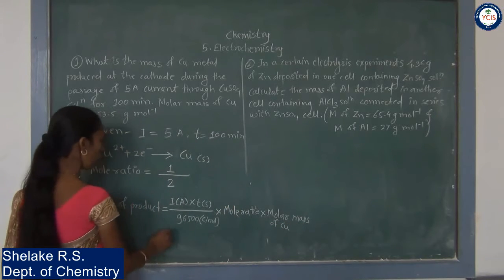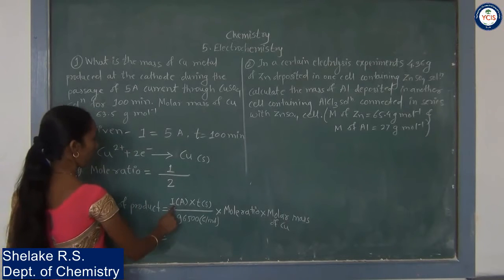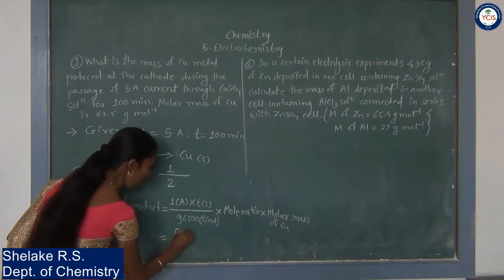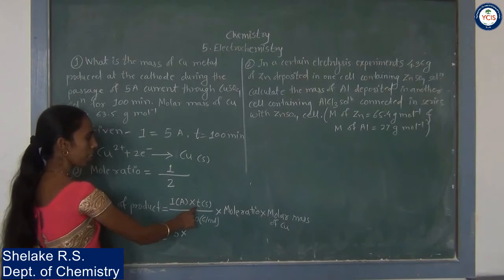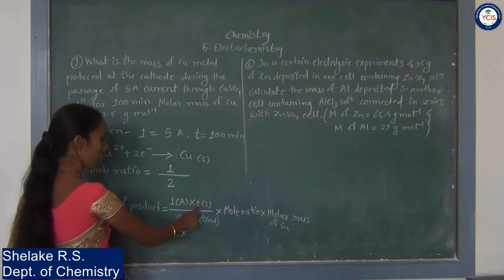Now we have to put the values in this formula. Current is given, 5 ampere, into time. Now see here, time, always we have to take in seconds.